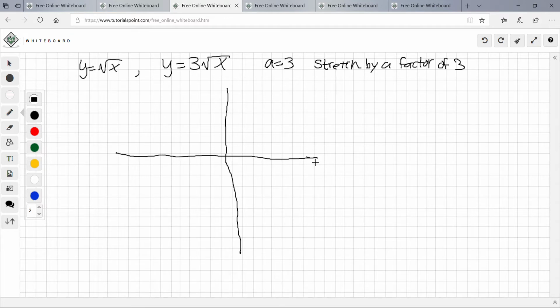Now, if you want, you can actually make a table for this one, if you wanted to make it really nice, not like mine. So this is your y equals square root of x. If it's being stretched by a factor of 3, it's going to look roughly like this.